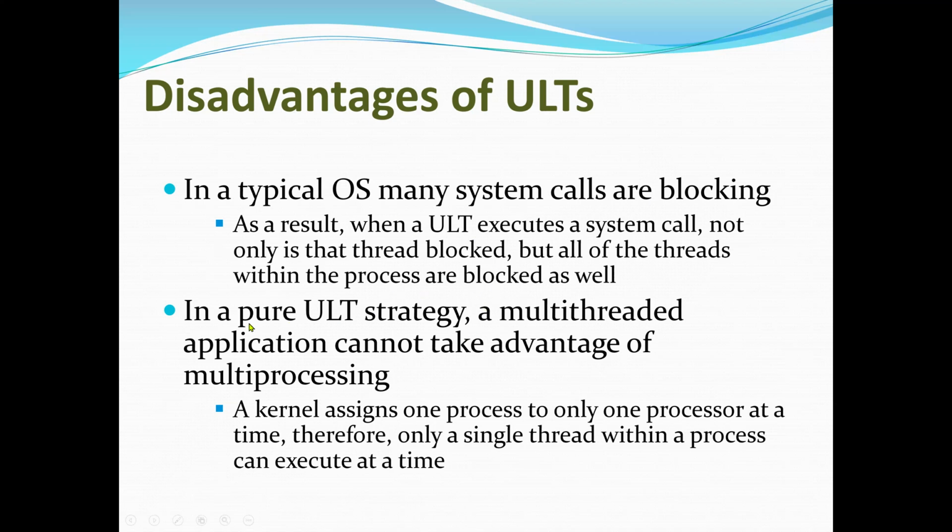And secondly, in a pure ULT strategy, a multithreading application cannot take advantage of multiprocessing. A kernel assigns one process to one processor at a time. Therefore, only a single thread within a process can execute at a time. In effect, we have application level multiprogramming within a single process.